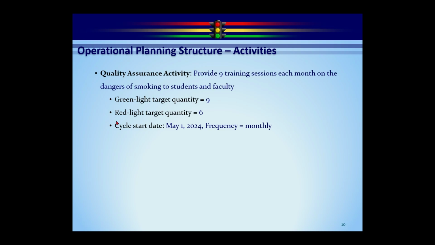Instead of a beginning and ending date, you have a beginning date and the frequency. So if May 1 is the beginning date and it's a monthly frequency, then the end of May will automatically be the ending date.